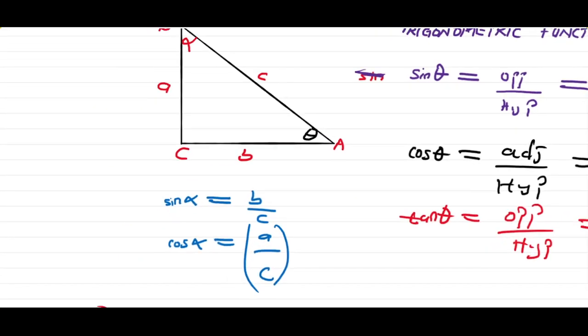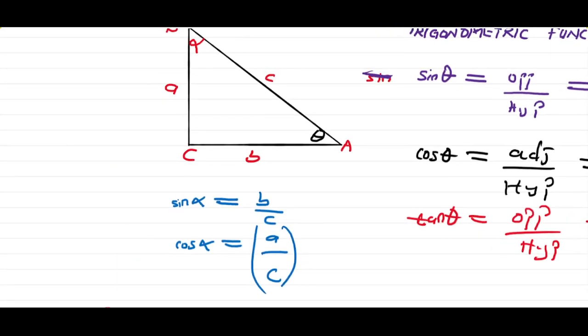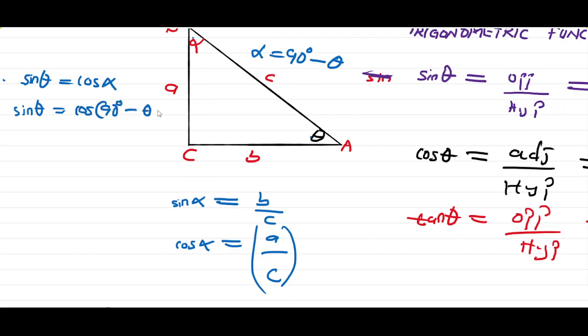So what that tells us is that sine theta is equal to cos alpha. That is what we know. But notice that alpha is just 90 degrees minus theta, because if you add alpha and theta you get 90 degrees. So this means that sine theta is the same thing as cos of 90 degrees minus theta.